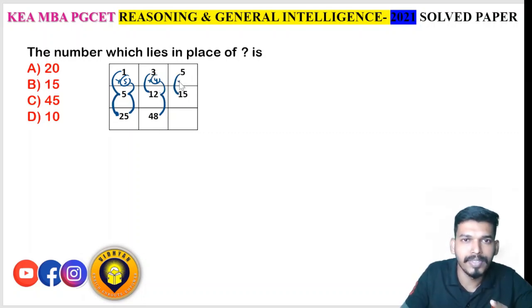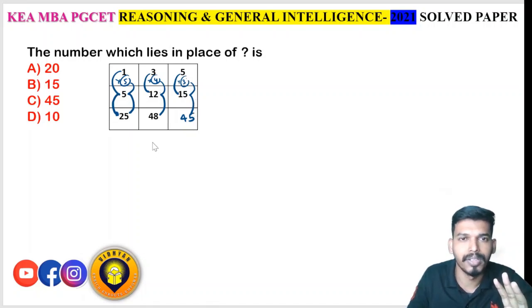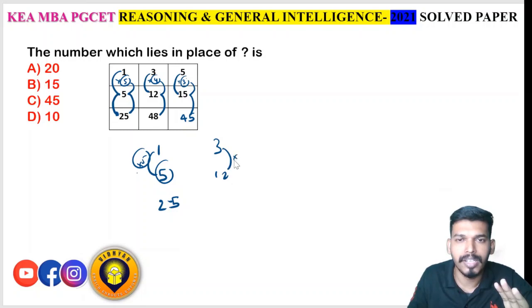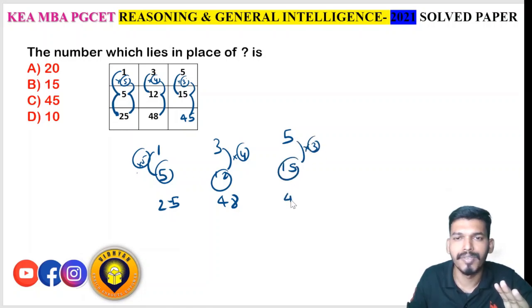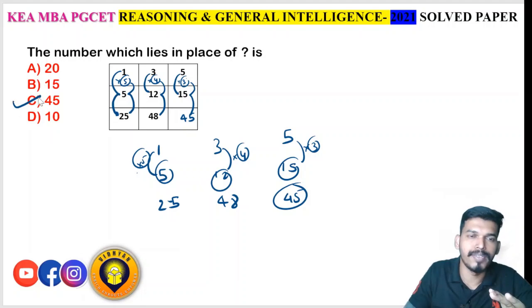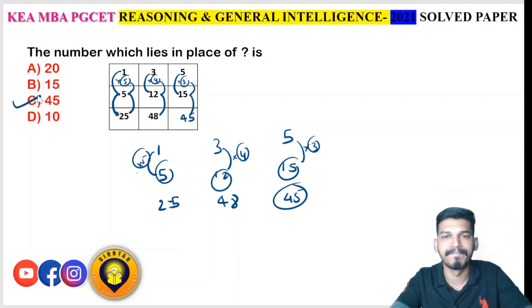Similarly, 5 3s are 15. Therefore 3 into 15 is 45. Got it? 1 5s are 5. Therefore 5 into 5 is 25. Similarly 3 4s are 12. Therefore 4 into 12 is 48. Hence 5 3s are 15. Therefore 3 into 15 is 45. So 45 is the right answer.